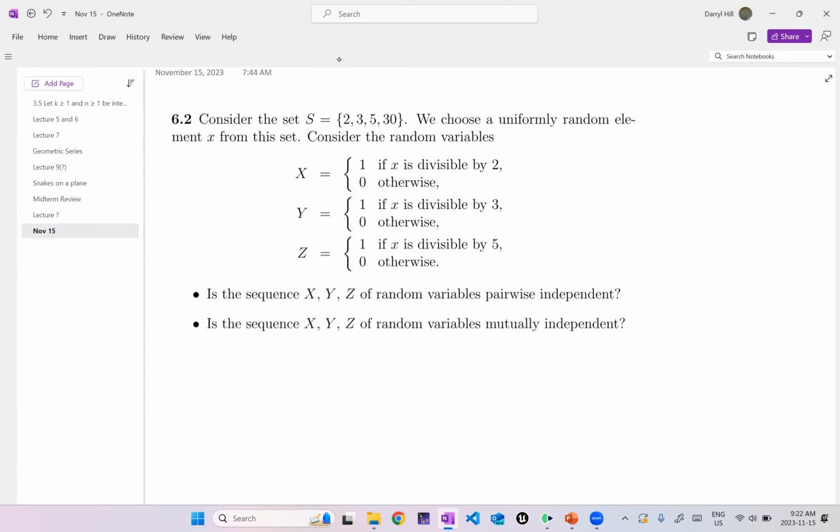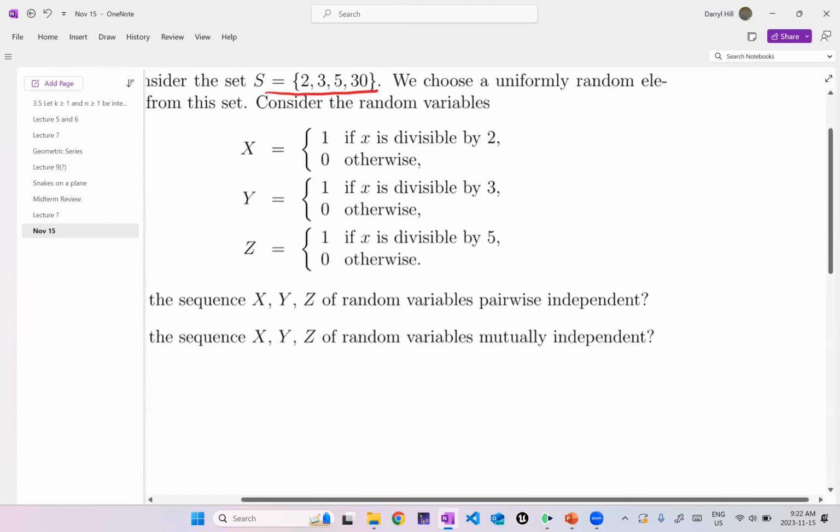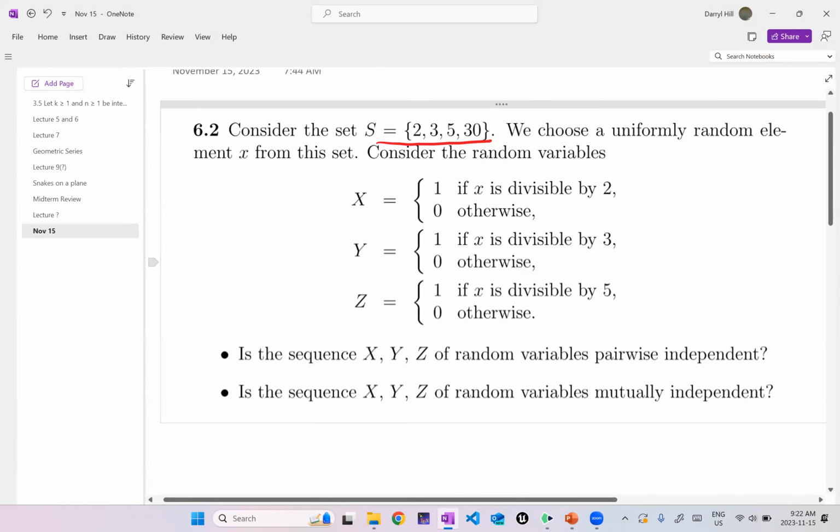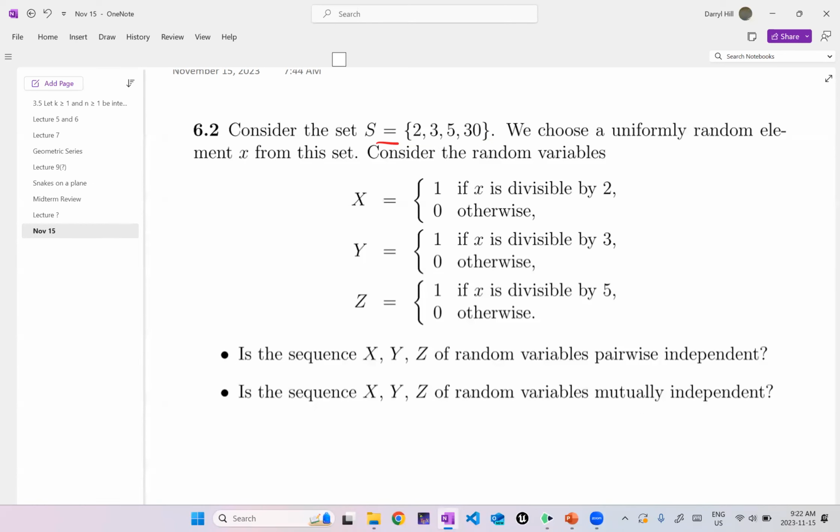Okay, so I have a sample space S, and it consists of the values 2, 3, 5, and 30. 2, 3, and 5 are prime numbers. Of course, 30 is divisible by 2 and 3 and 5. In fact, 2 times 3 times 5 is equal to 30. I'm going to define, this is a uniform sample space, so we're going to choose some outcome uniformly at random from those 4.